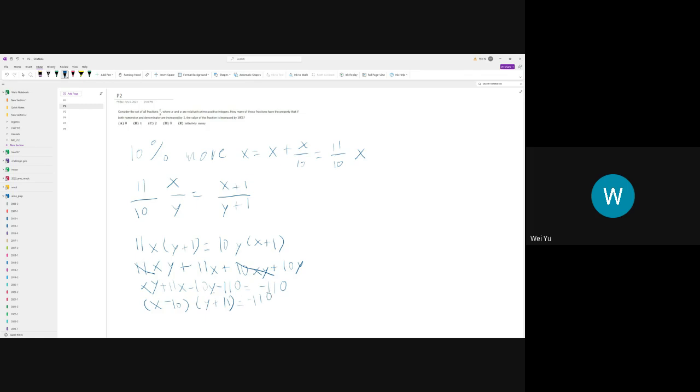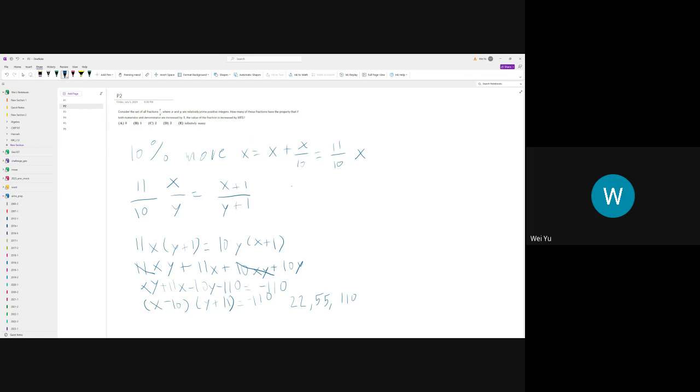So now we're just going to see what values y plus 11 can be. We're going to list out the factors of 110 that are greater than 11. We can see that they are 22, 55, and 110. So we're going to consider each of these cases.